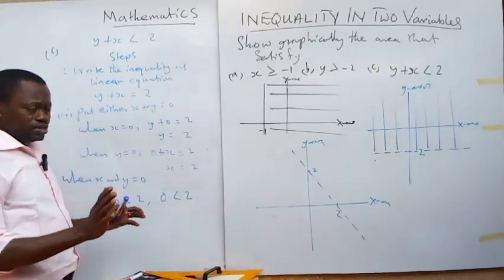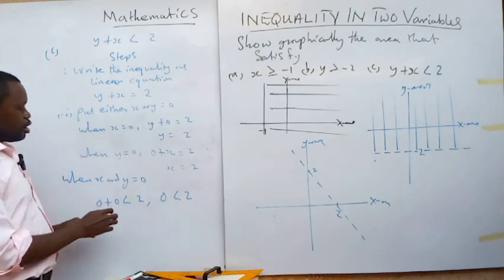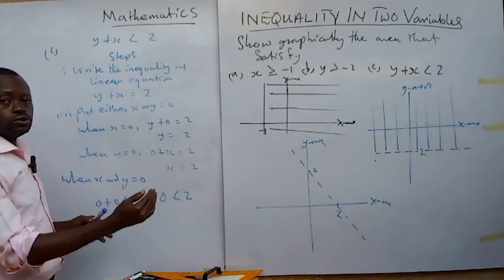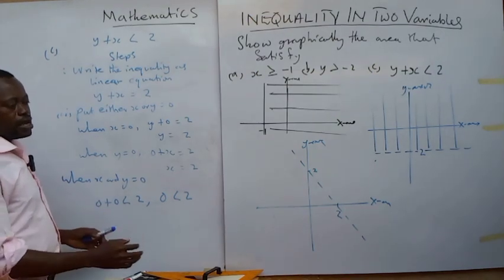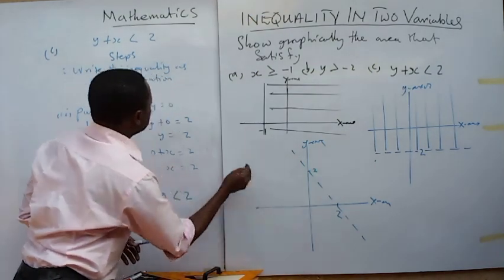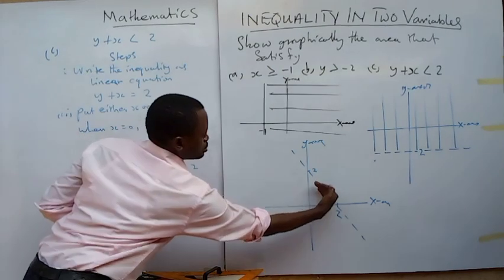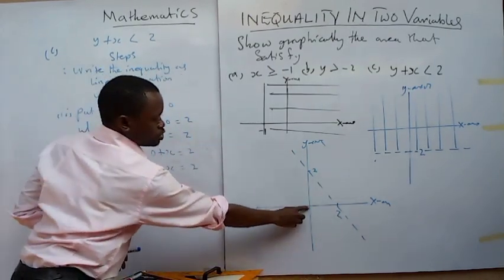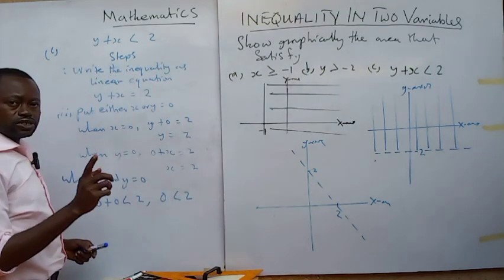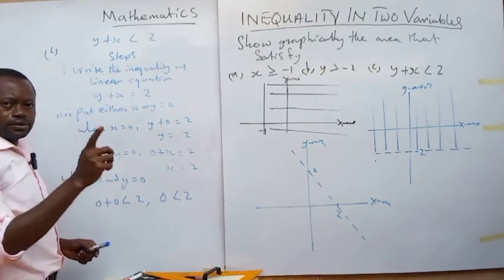How did I reach that conclusion? Let me take it again. I will come back here. This place is very, very critical. I want to know the area that satisfies this inequality, whether it is this way or it is this way. I will come here and check what is happening at this origin. At that origin, x is 0, y is 0.